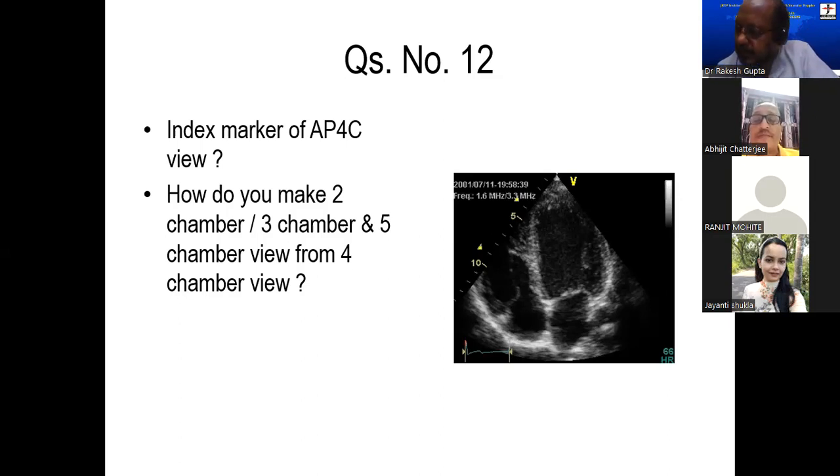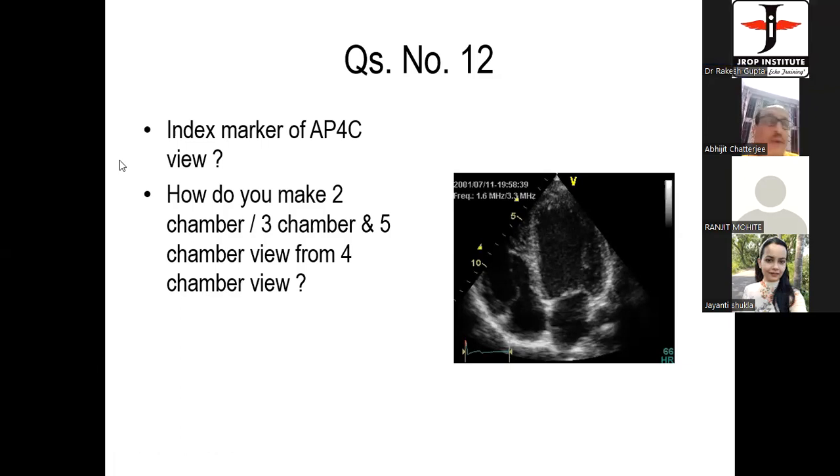Yes, sir. What view is this? Sir, this is apical 4-chamber view. What are the structures that you can see in this view? Sir, I can see LA, LV, RA, and RV along with mitral valve, and then also tricuspid valve on the right side.